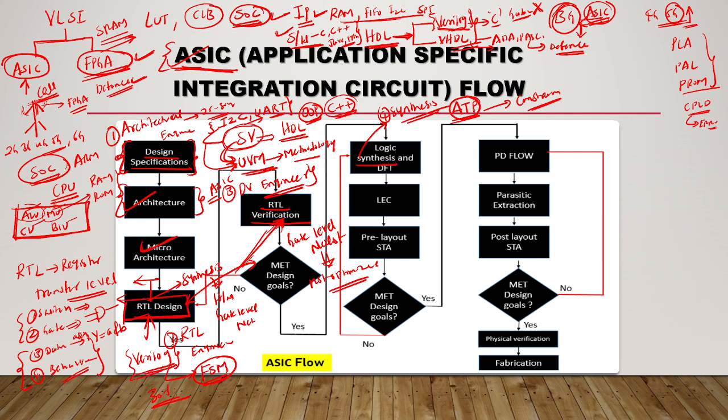Power, it should take low power. Why? Because most of the devices we are using now are handheld and battery operated, so they should take less power. So ATP is nothing but area, time, and power.